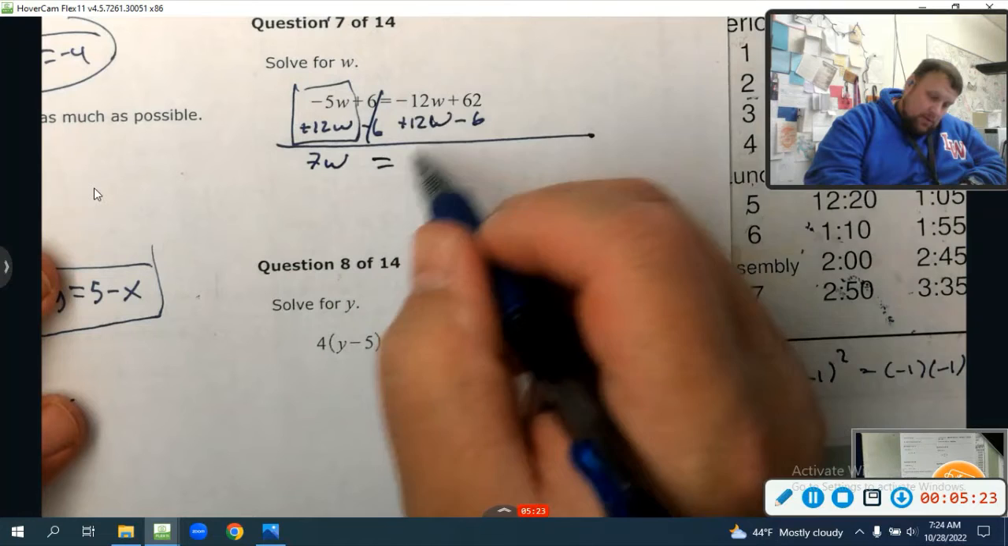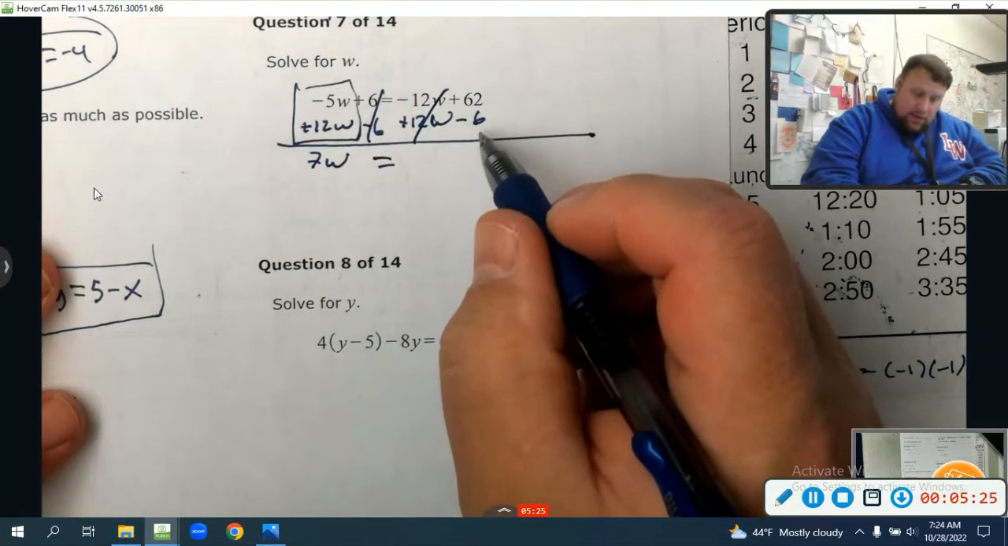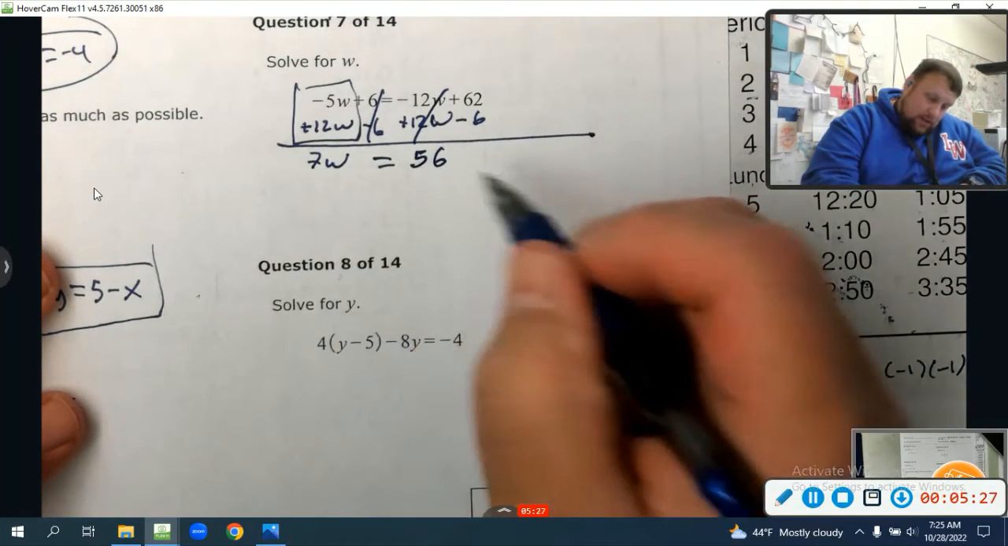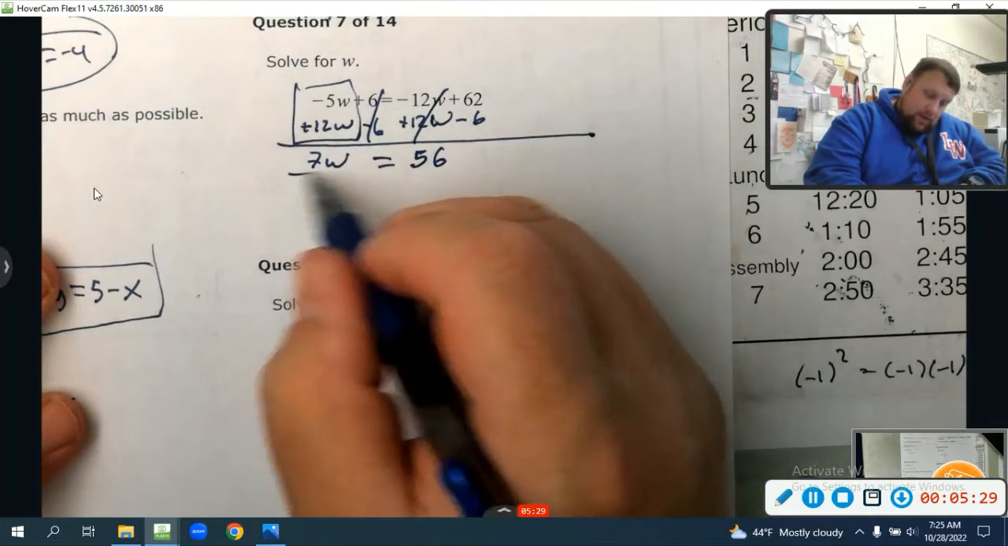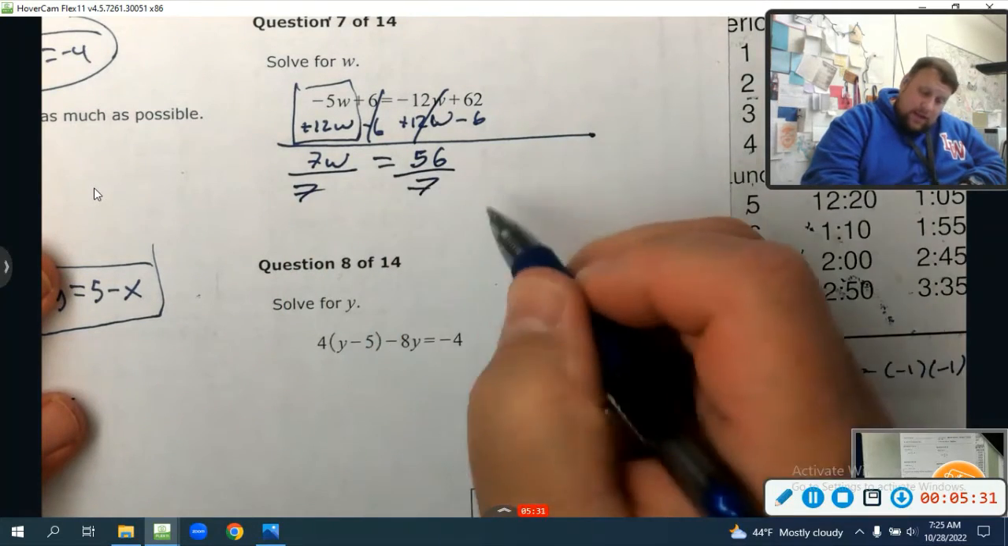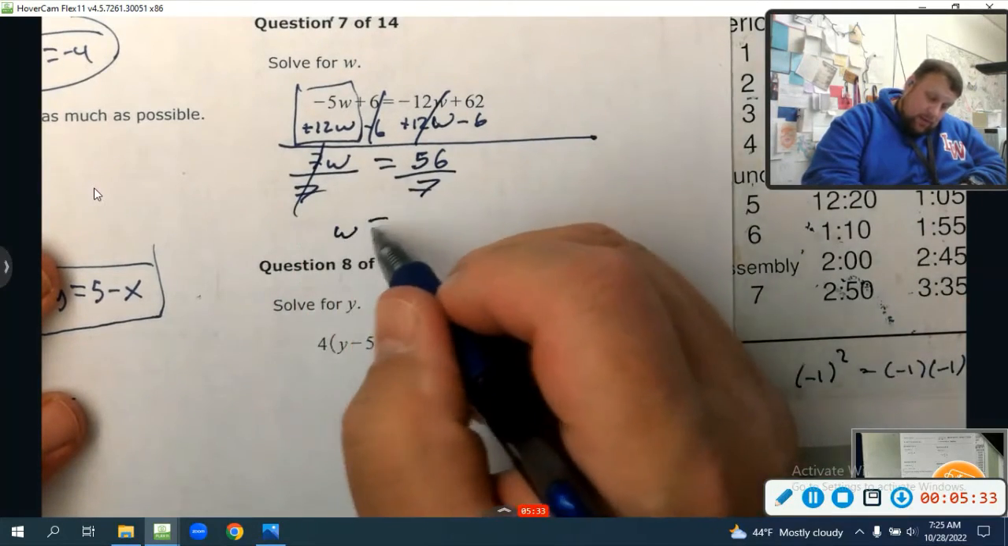That's gone, equals, that's gone. 62 minus 6 is 56. Divide both sides by 7. I know 7 times 8 is 56, so I get w equals 8.